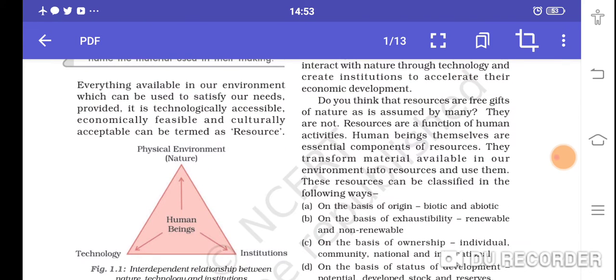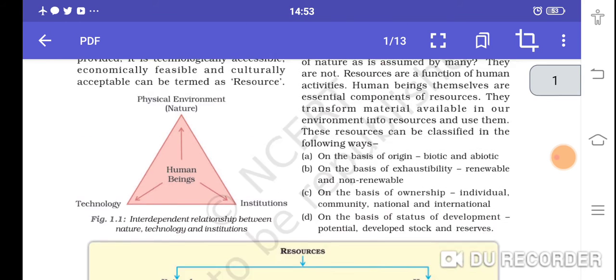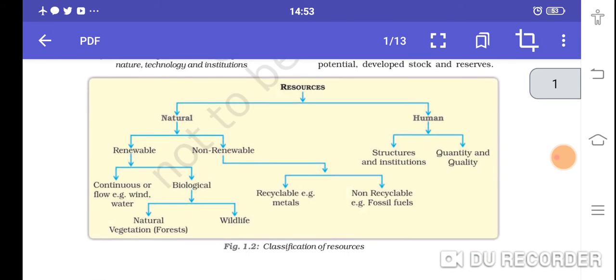And the resources must be technologically accessible, economically feasible, and culturally acceptable. The resources, whatever we use, must be accepted by our culture, and they must also have some economic value, and be technologically accessible.